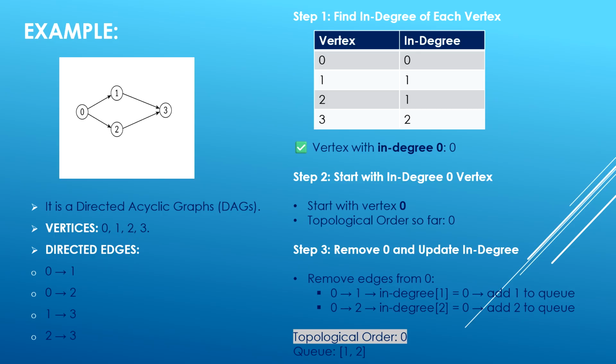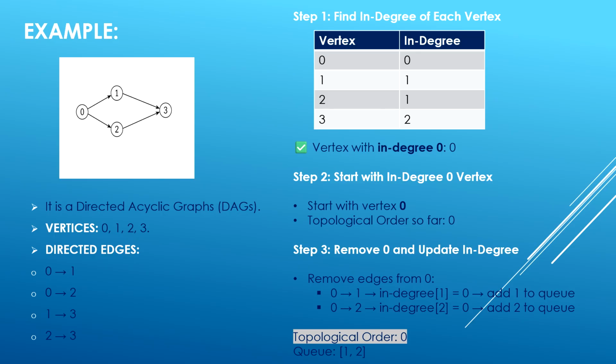Now let's see an example. We have vertices 0, 1, 2 and 3. The edges are 0 to 1, 0 to 2, 1 to 3 and 2 to 3. This is a directed acyclic graph. We will now find the topological order step by step.